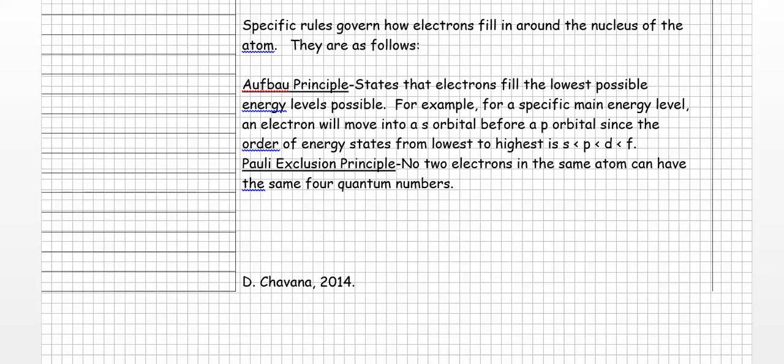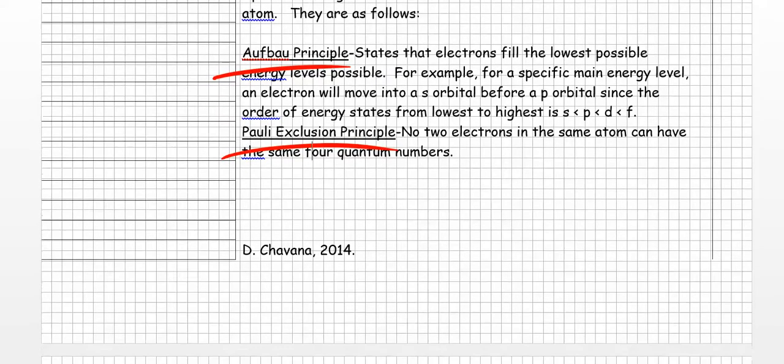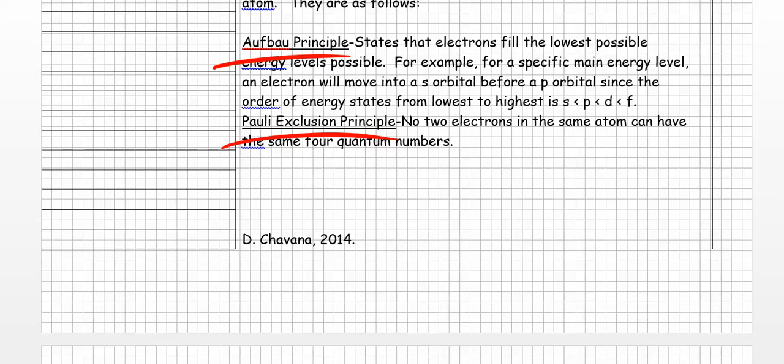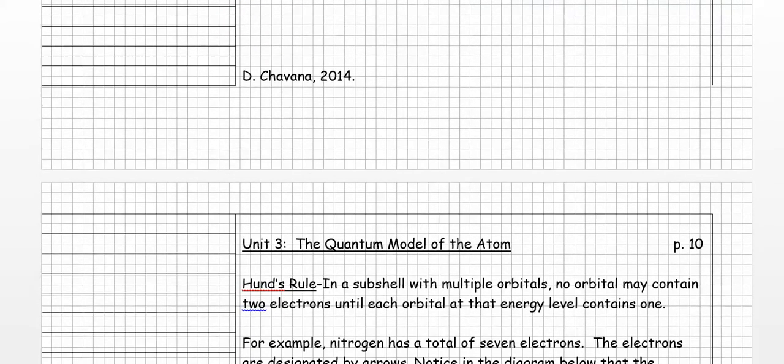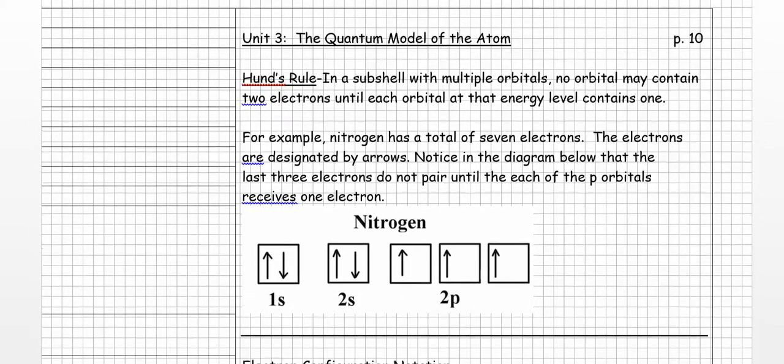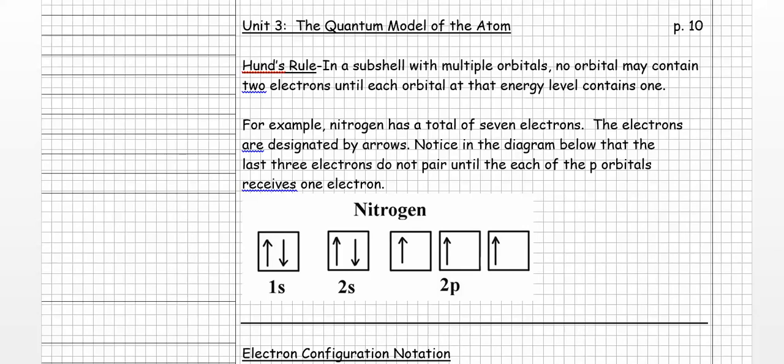So here we go. Last time we talked about the fact that there were specific rules that govern the positioning of the electrons around the nucleus. The Aufbau principle, we said, said that the electrons were going to be as close to the nucleus as possible. They were going to occupy the lowest possible energy levels. And the Pauli exclusion principle said that no two electrons could have the same energy level or the same four quantum numbers. In other words, they couldn't be at the same place at the same time and doing the same thing. And what we want to do today is we want to add another rule.